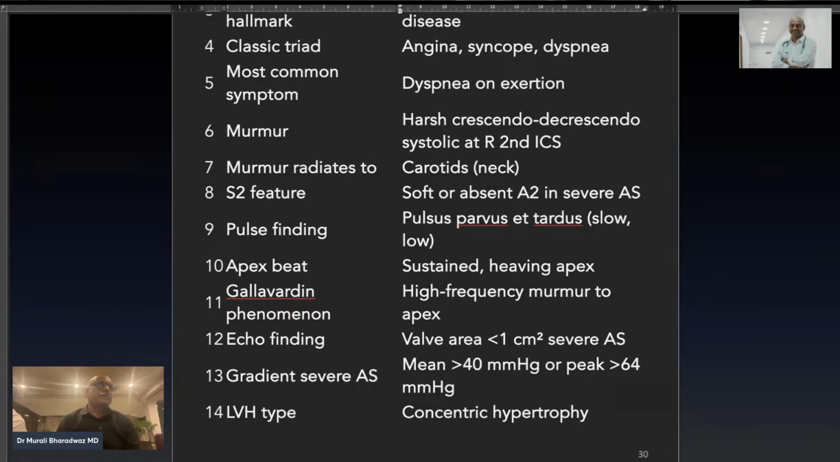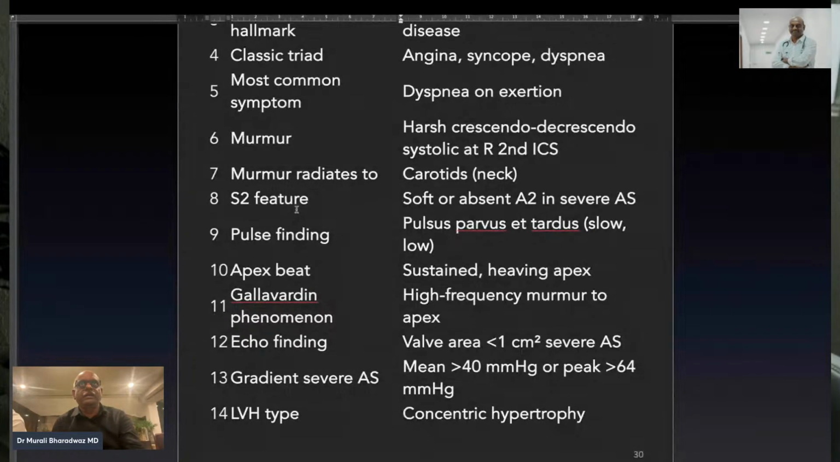So only MS is loud till now, whatever we learned. In MS, S1 is loud. Once calcified valves are there, it becomes softened. Whereas PS and AS are associated with a soft second heart sound. But in case of severe AS, A2 becomes so delayed that it will merge with P2 and become a single heart sound. Right?